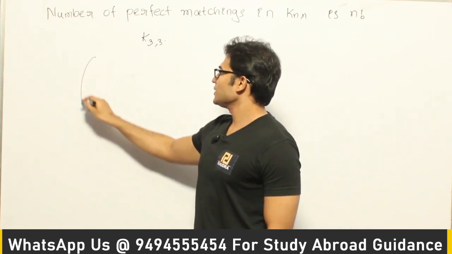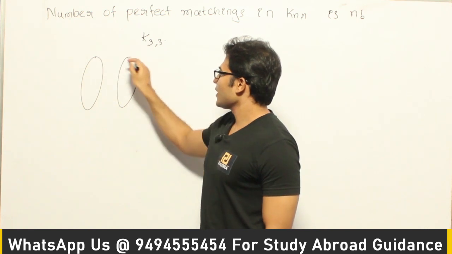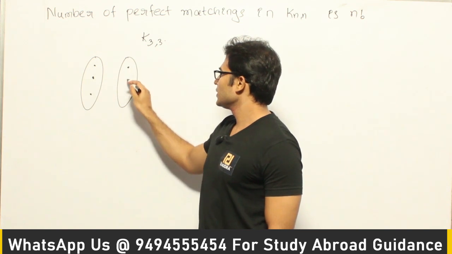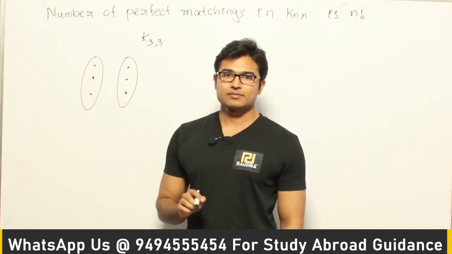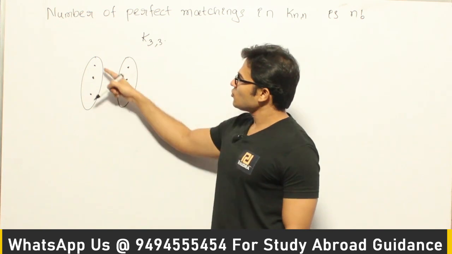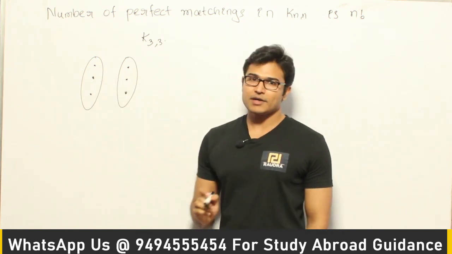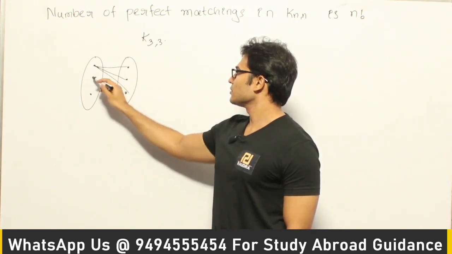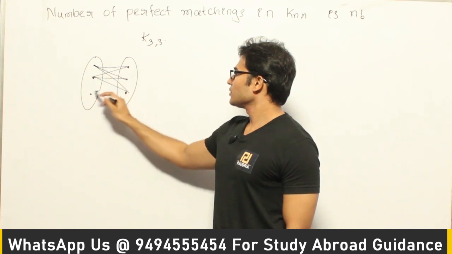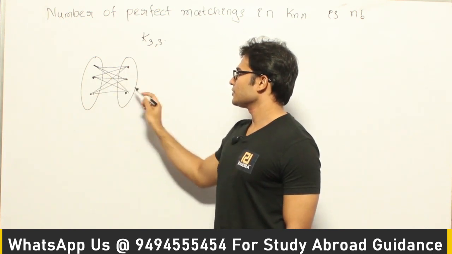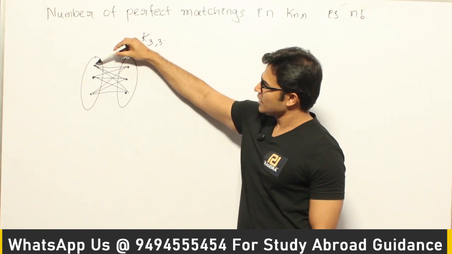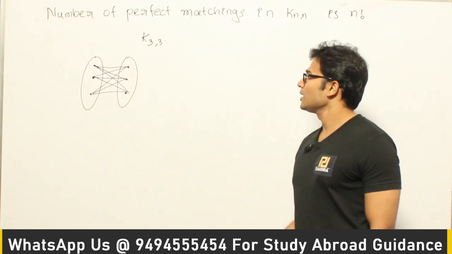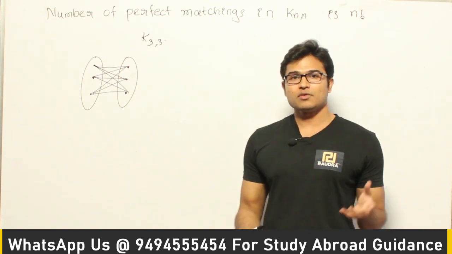Now if you observe K_{3,3}, it means that I have 2 partitions, each with 3 vertices, and no 2 vertices inside the same set are adjacent. So this is the meaning of K_{3,3}, right? Which means from every vertex there is an edge to every other vertex in the other set. Got it? Okay, now in this we are supposed to find the perfect matching.